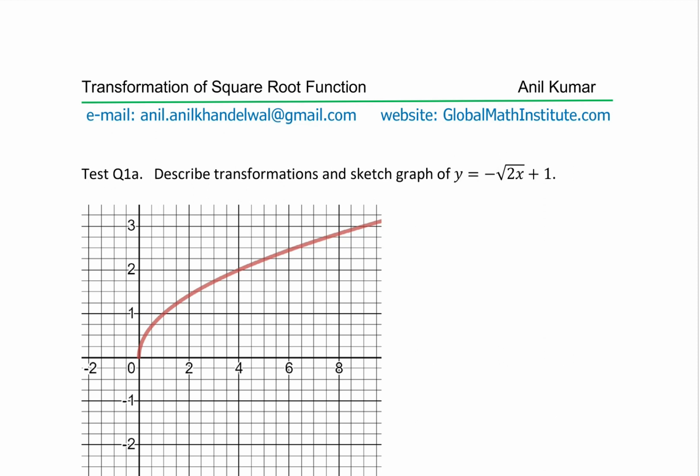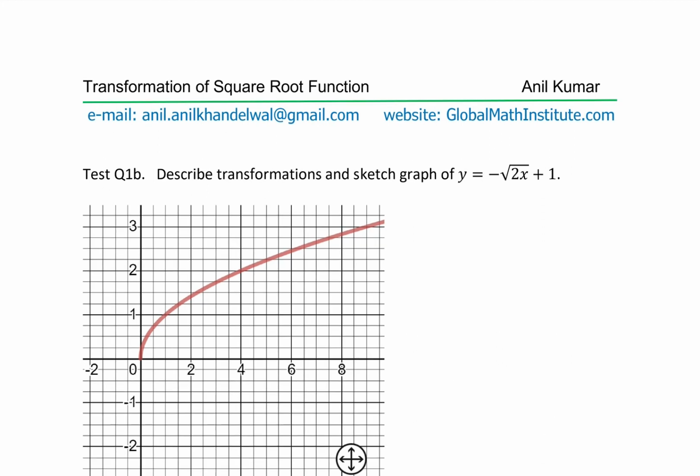Question is to describe the transformations and sketch the graph. Now we will do it in two ways, and that is why we have question 1a. This time you describe and then do it graphically. And the second part is describe the transformations and sketch the graph, but use key points in this particular case. So find image points and then graph. Is that clear to you? So use two different methods.